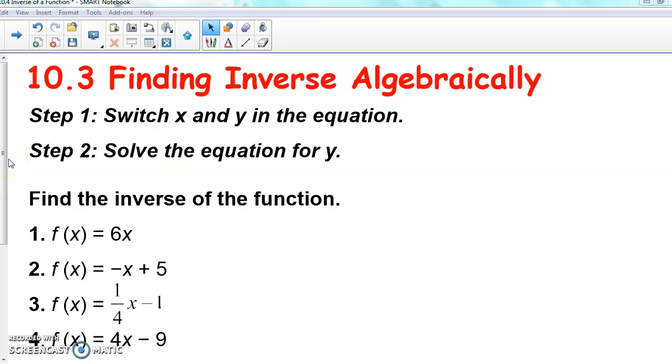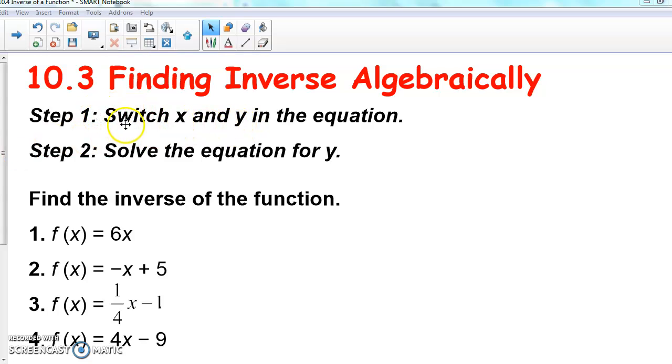Now that we already know how to find the inverse of given relations such as a set of ordered pairs or a given table of values, we are now going to study how to find the inverse of functions algebraically. So on this slide, you will see four linear functions. Now to find the inverse of each function, these are the steps that we're going to follow.